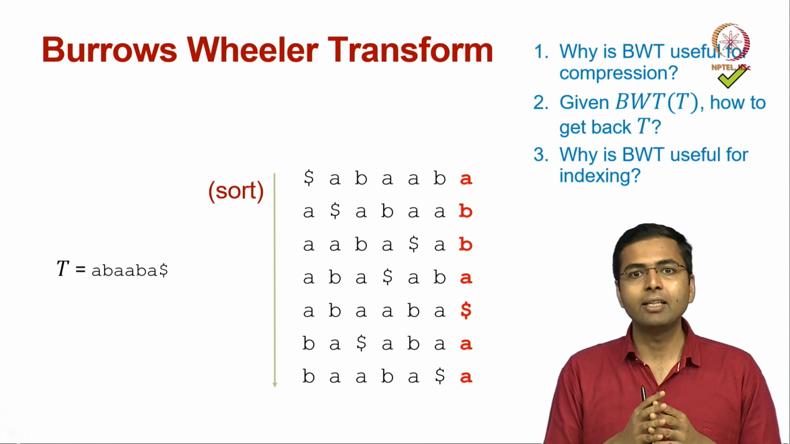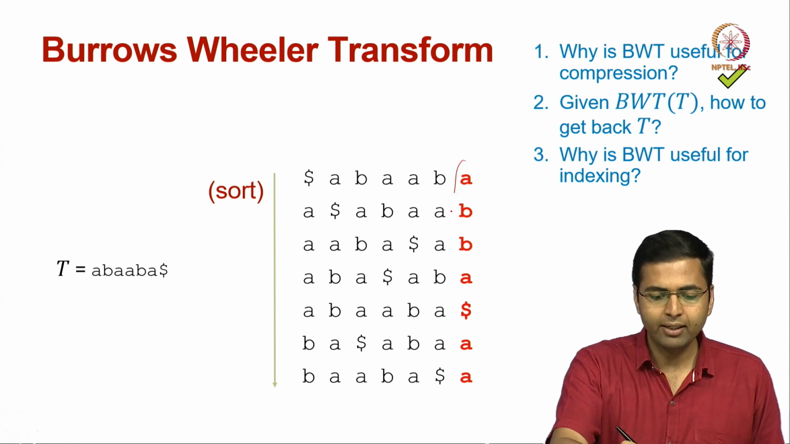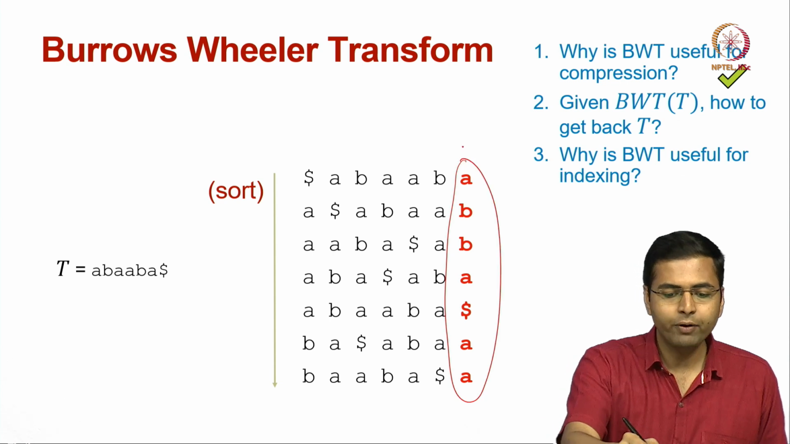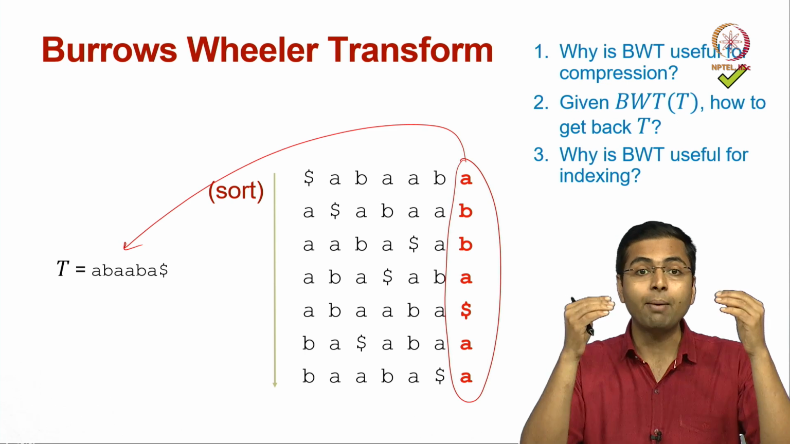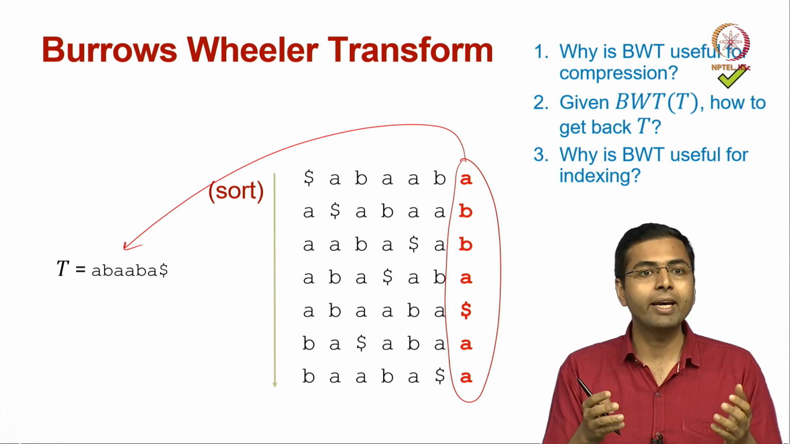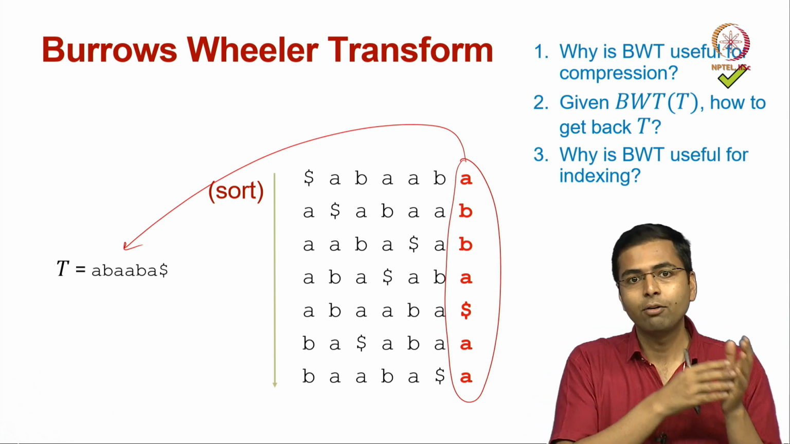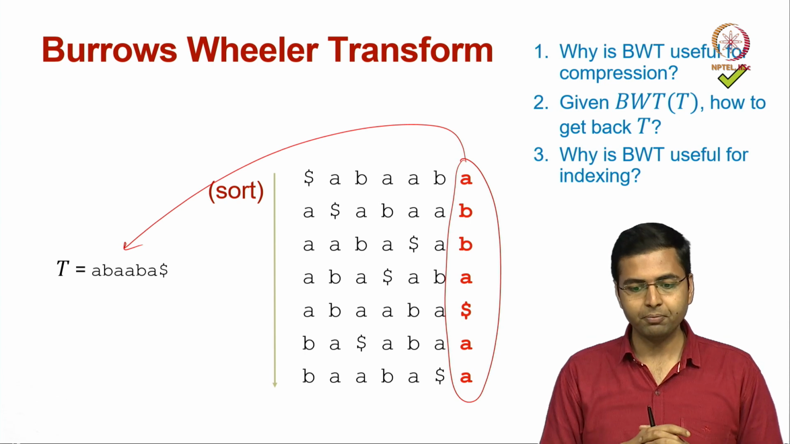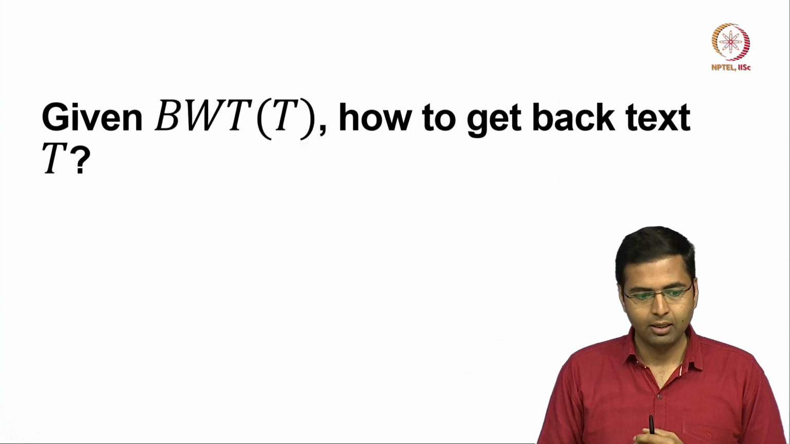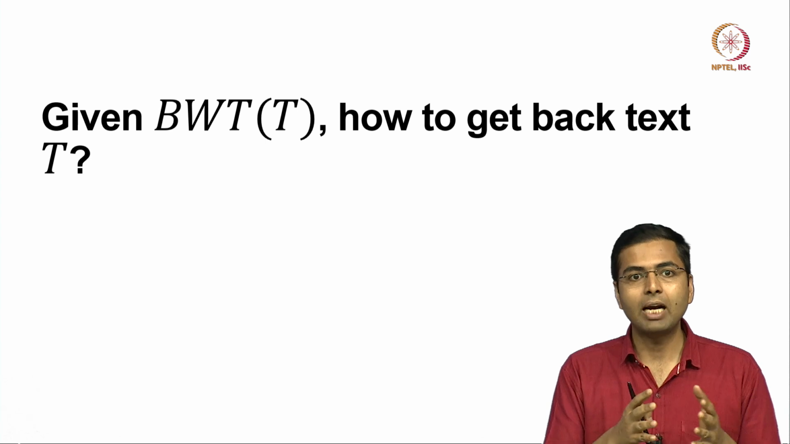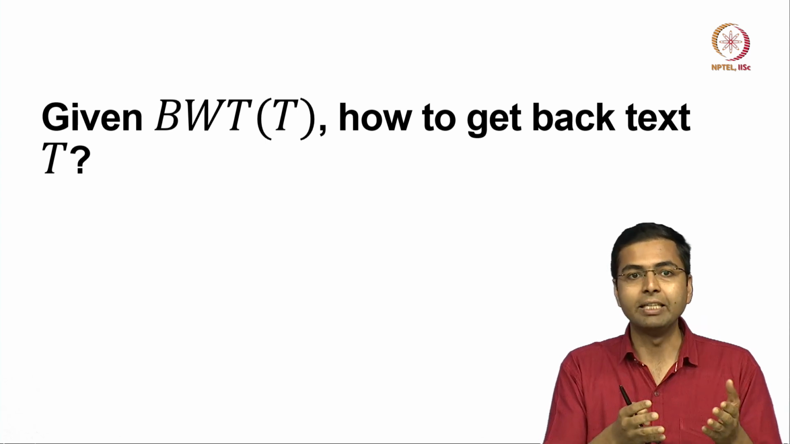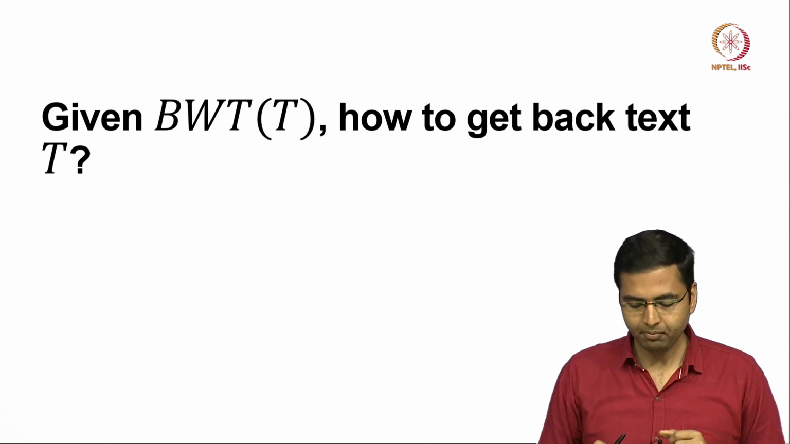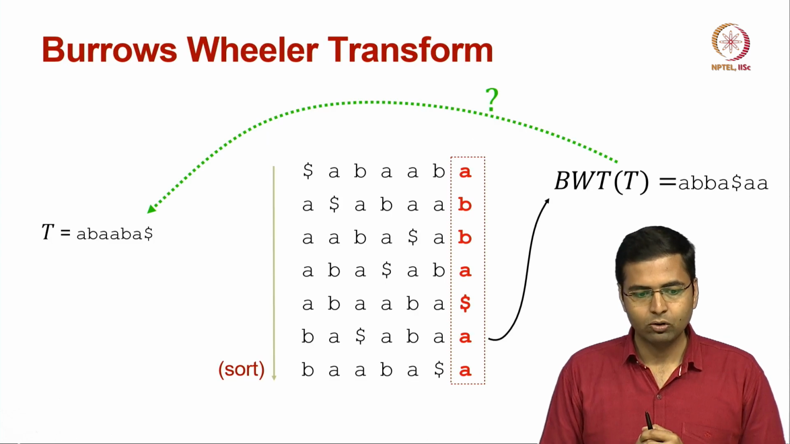The focus of this lecture is going to be, given this Burrows Wheeler transform, how do we go back to the original text? Because if this can be used as a compression algorithm, there has to be a way of recovering the original text back from the Burrows Wheeler transform. Okay, so given the Burrows Wheeler transform of text T, how do we go back and recover our original text T? Let us answer this question in the next few slides.